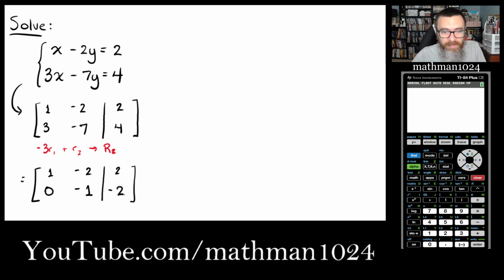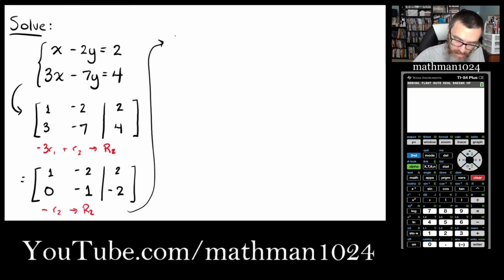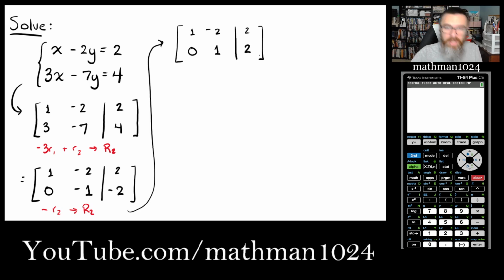The next thing I want to do is, now that I have a 0 down here, I need this next piece right here to be a 1. It's a -1, so I'm almost there. So what I'll do is negative row 2 and replace that in row 2. Okay, so my first row is still the same: 1, -2, 2. This bottom one now becomes 0, +1, +2. We need to multiply everything times -1. This is row echelon form.